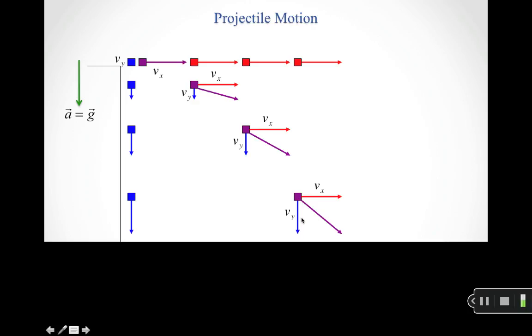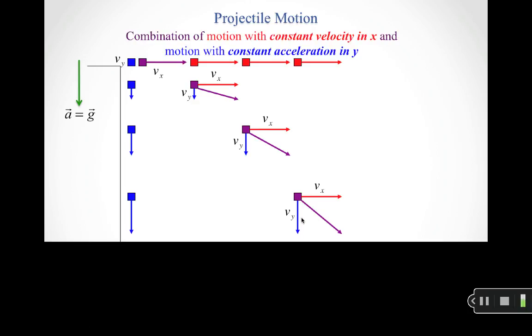So what we see here is that I've got a combination of motion with constant velocity in x, so again, constant velocity horizontally, and motion with constant acceleration in y. So constant accelerated motion vertically. Okay? So this is how we're going to deal with projectile motion problems.